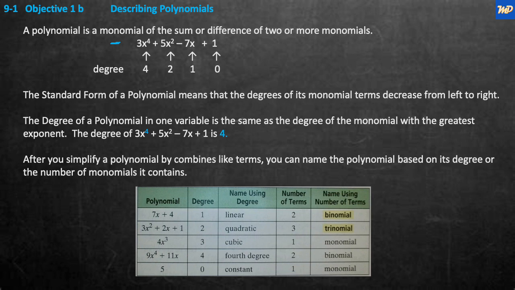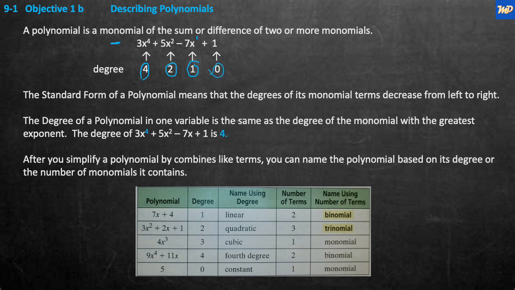And what are the degrees of these monomials? A polynomial is the sum or difference of two or more monomials. These are monomials, and it's the sum or difference of them. There's a 7x in here, but it's a subtraction, so there's a difference, right? So what is the degree of x to the fourth? Well, it's 4. And the degree of x squared is 2, because it goes to a 2. What is the degree of 7x, or x? It's a 1, because the power is x to the first power. And what is the degree of a constant? A non-zero constant is 0.